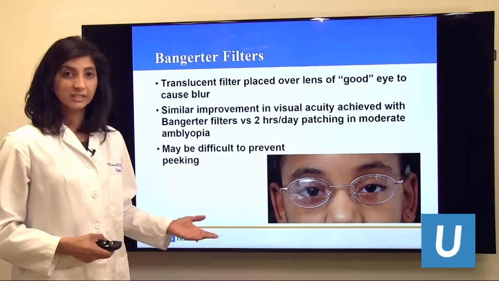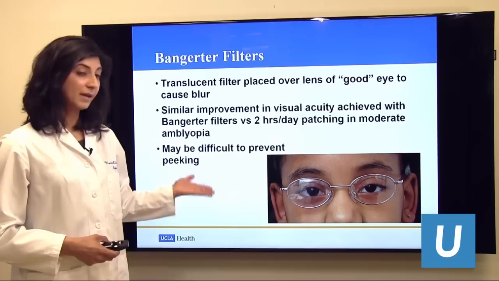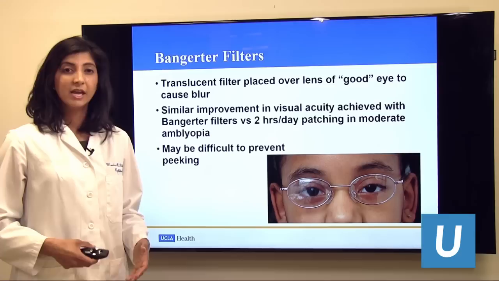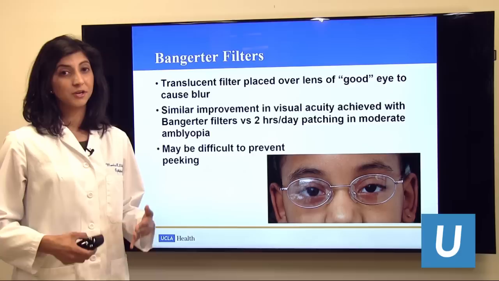But the important thing is, in order for either the Bangerter filter or, in the last case, the optical penalization by changing the eyeglasses prescription, in order for these therapies to work, the patient has to wear the glasses, and they have to wear the glasses so they're not peeking over. So our successful treatment really depends on compliance.